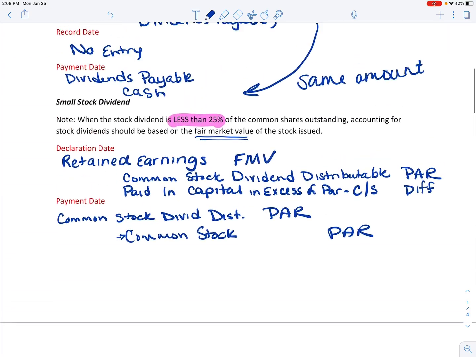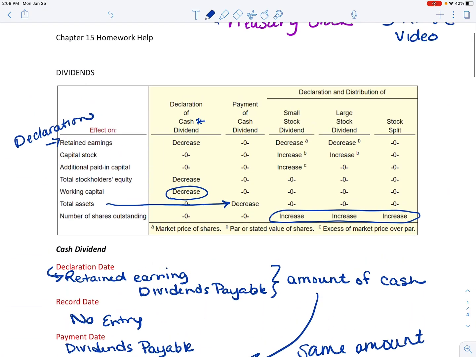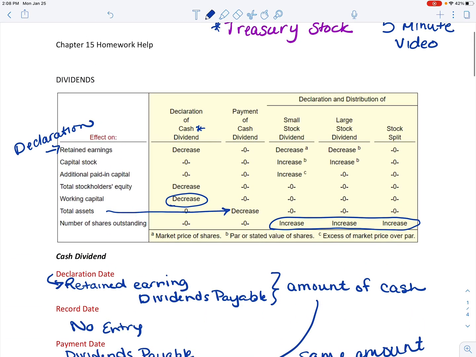So going back up to that original chart, you can see every time we have a cash dividend, small or large stock dividend, it's going to impact retained earnings. So that's how these journal entries impact our stockholders' equity section of the balance sheet.